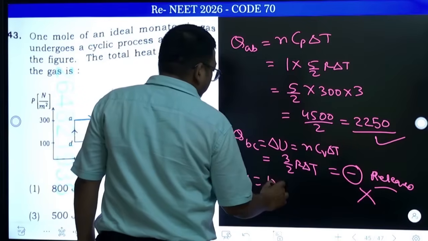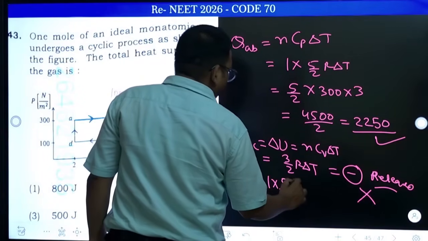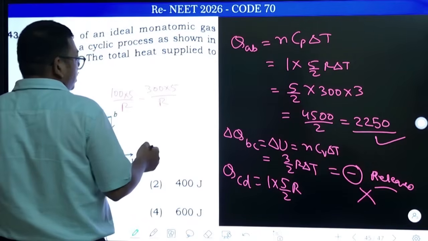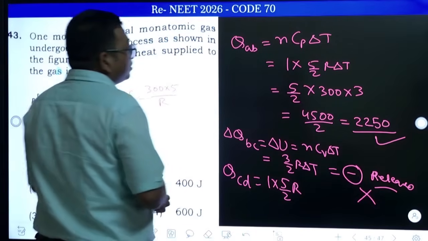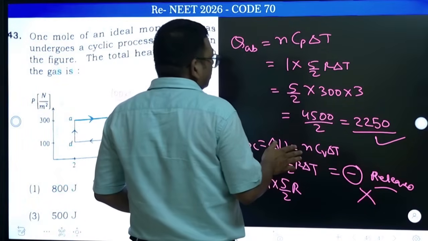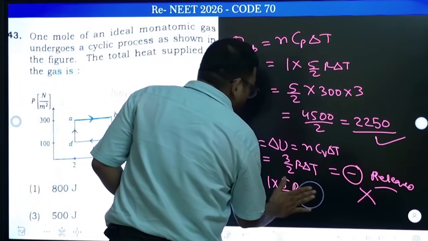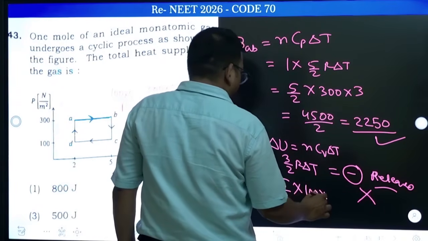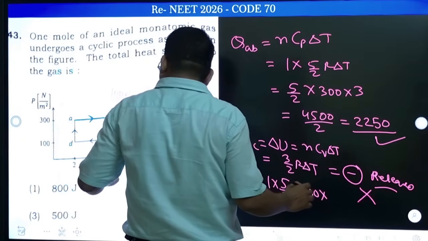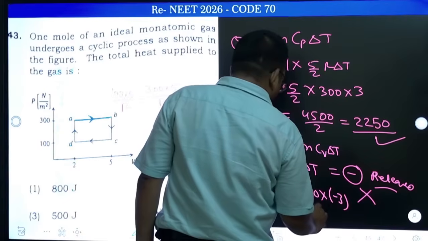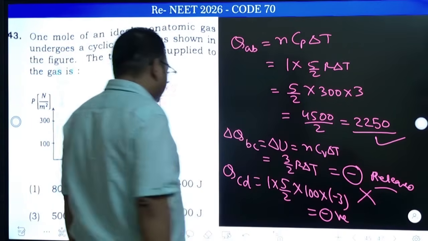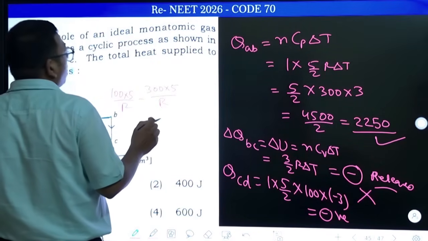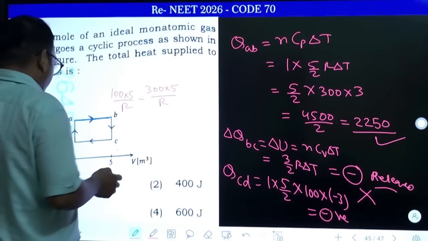So in the same way, n times 5 by 2 R delta T you calculate. In the same way, n R delta T, how do you calculate it? It will be P delta V, right? R delta T, P delta V. So pressure into delta V you have to calculate. So what is the pressure in this case? This is 100. Delta V, volume 2 minus 5, that is minus 3. It is also going to be negative. Don't take this. Then you check D to A.